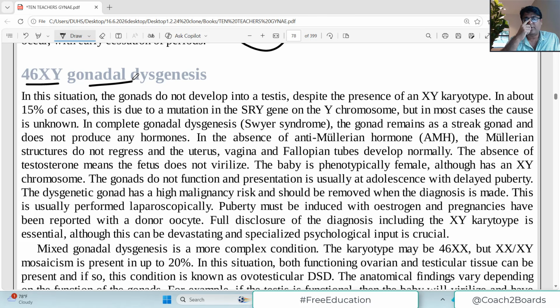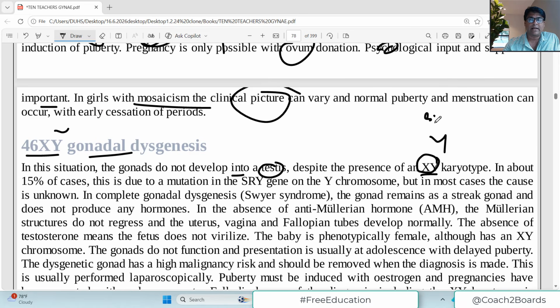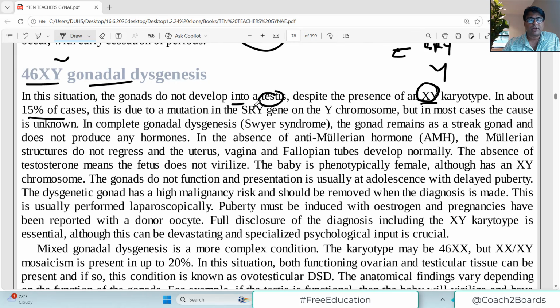This is known as 46XY gonadal dysgenesis. So by the look of it, it looks like a male pattern, right? XY. In this situation, the gonads do not develop into testes despite the presence of XY. XY मौजूद है, तो Y chromosome पर although SRY gene होगी, लेकिन testes develop नहीं होता. In about 15% of the cases, this is due to mutation in the SRY gene. Although SRY gene मौजूद है, but mutated है, इसकी वजह से testes develop नहीं हो रही.